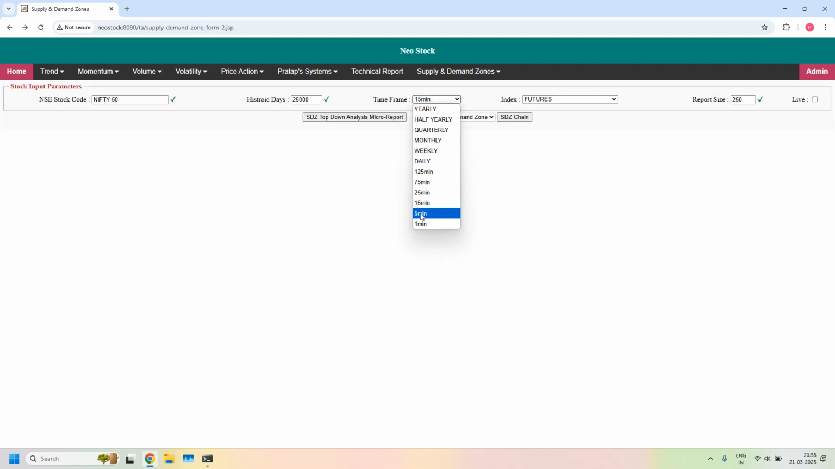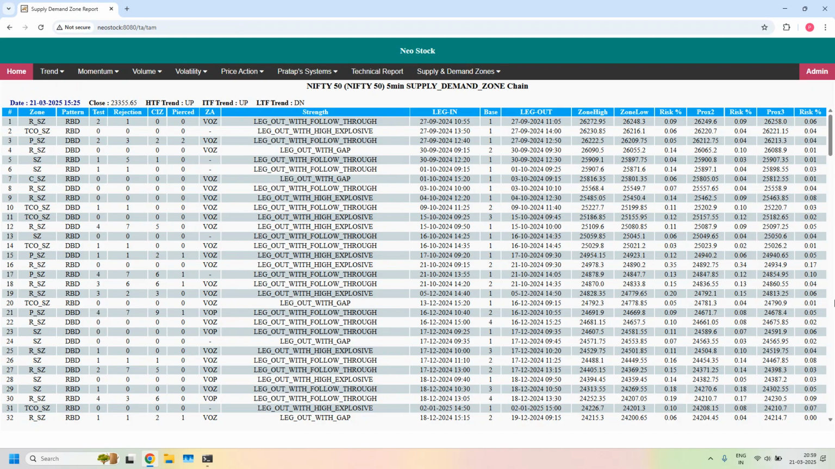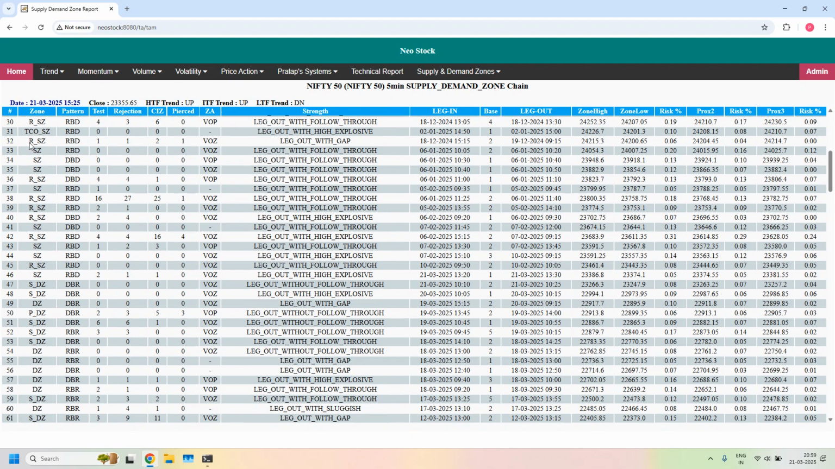Next, 5 minutes supply demand zone chain for Nifty. All are 5 minutes supply zones. I'm scrolling the list down. So here we have 47. This is the nearest 5 minutes demand zone to the current closing price. So this is about Nifty supply demand zone chain.